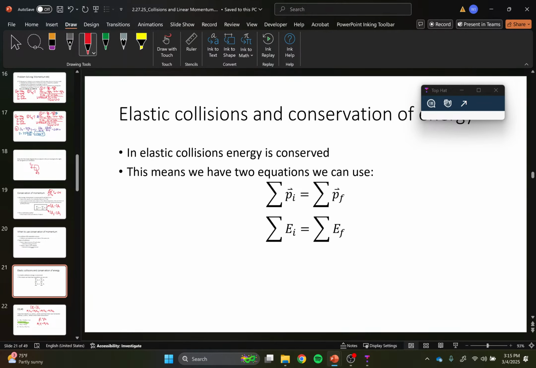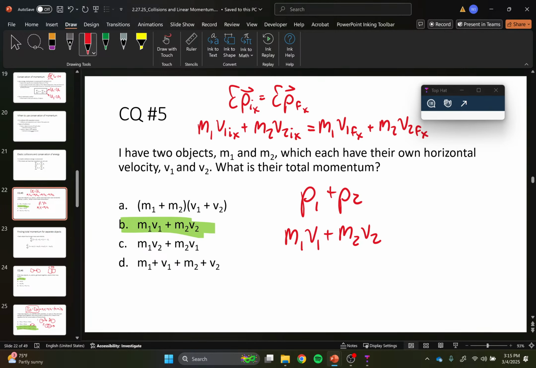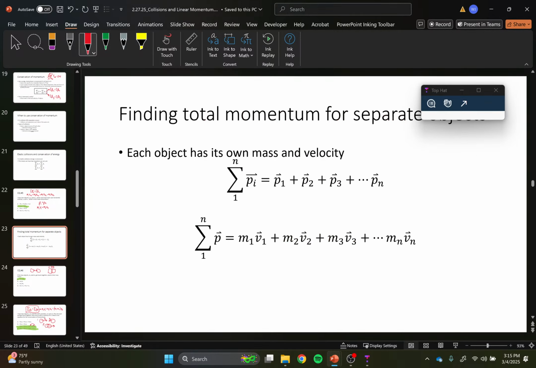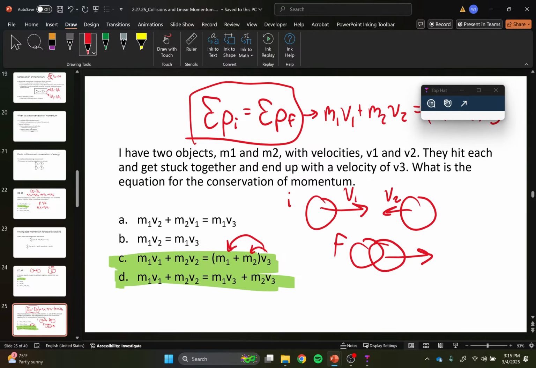Oh, and then in elastic collisions, energy is also conserved. We'll see that later. So we worked through one of these. I said, hey, you've got two objects. They stick together. What's their total mass? You have two objects, each moving. What are their momentums? m1 v1, m2 v2. Add them together. Great. Two objects get stuck together. What's their mass? m1 plus m2. And then we put it all together and built our first conservation of momentum problem. I got two objects, each with their own momentum, and then at the end they get stuck together with its momentum. You set them equal, and yay.